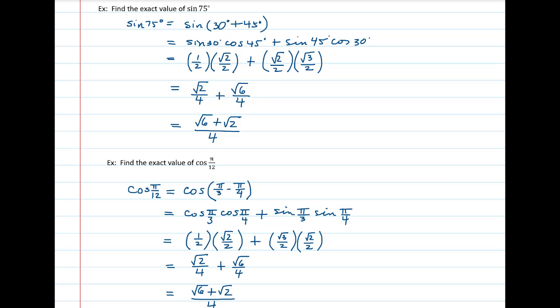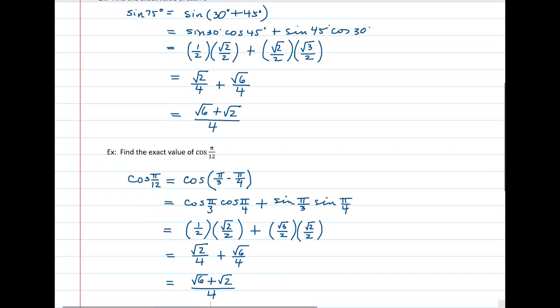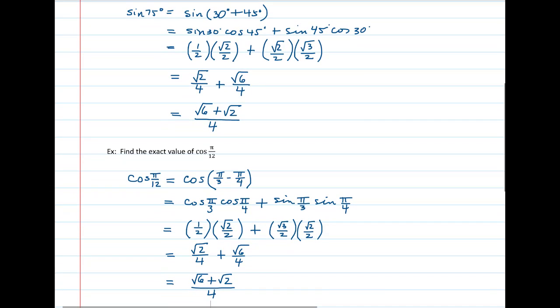We already knew that sine and cosine are cofunctions. And remember what we've said before, it's actually an identity, the cofunction identity: the sine of an angle is equal to the cosine of its complement.